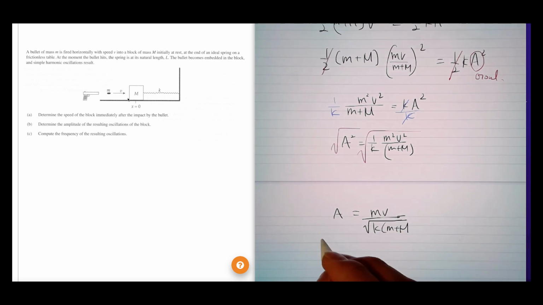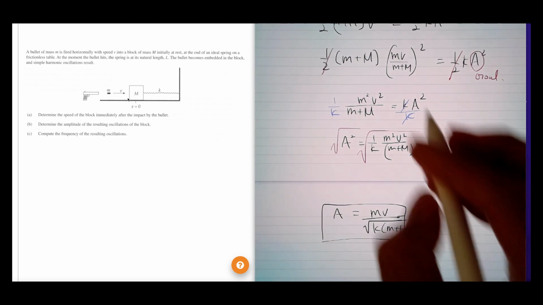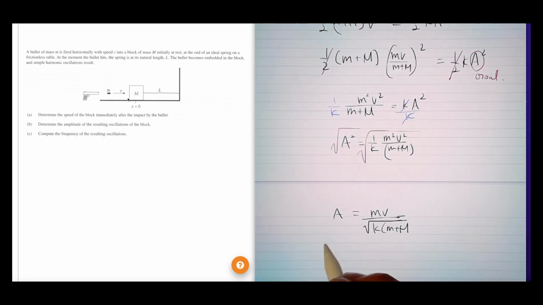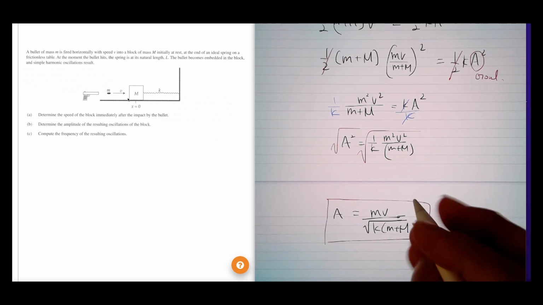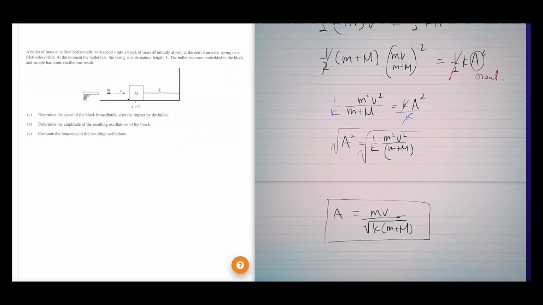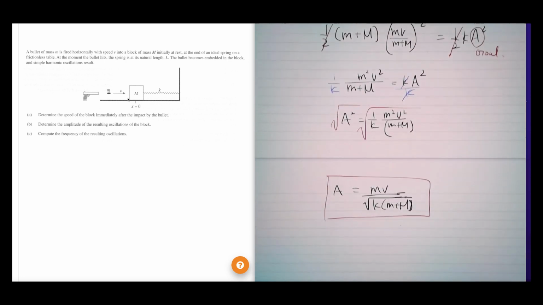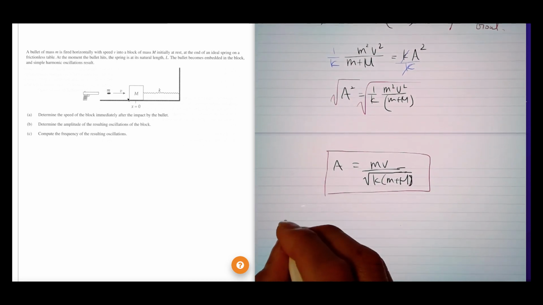Okay, this is our answer. This is our answer to part B. Gotta close the parentheses. Alright, so that's part B. Let's move on to part C.